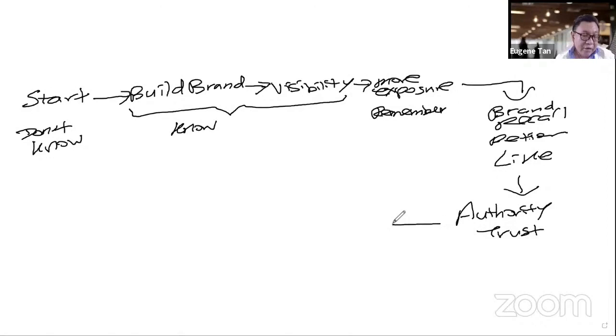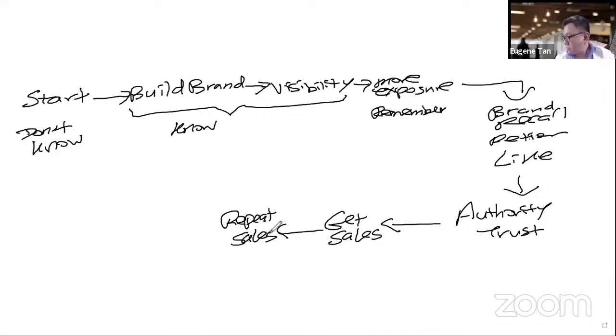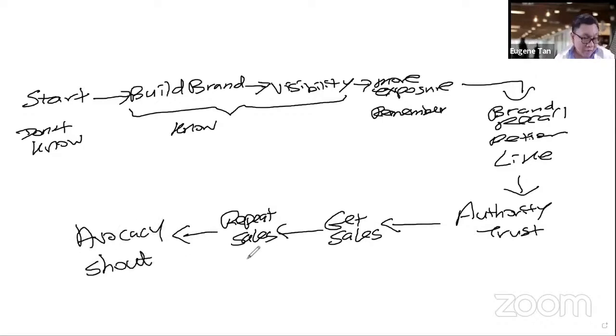And eventually, you kind of get sales. Then you get repeat sales. And last, you reach the stage of advocacy, where people feel very strongly about your brand and people will start to shout about you. So this part is actually where you get the sales. Right? Yeah.